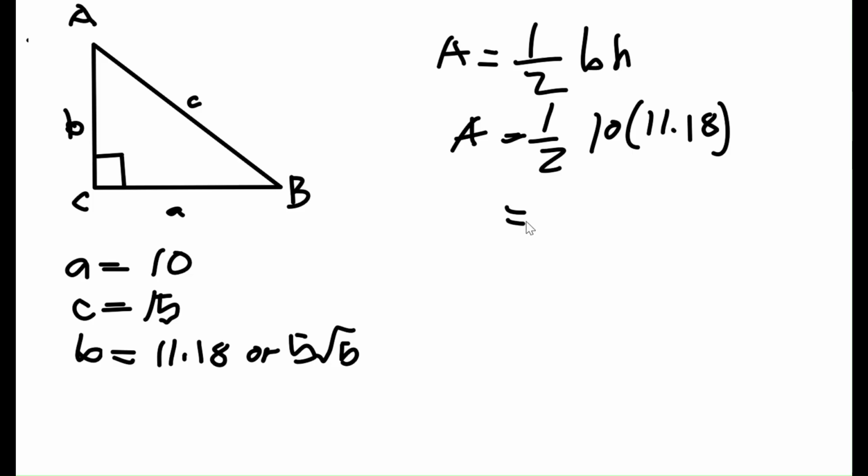Then type it in your calculator. So 1/2 times 10 times 11.18. So we have 55.9. So the area is 55.9. If there is a unit given, meter or centimeter, you have to put a square in it. So like meter squared or squared meter or centimeter squared. It depends on the given unit. So moving on.